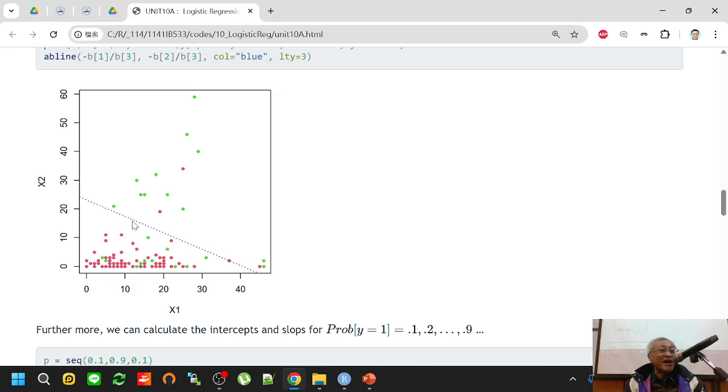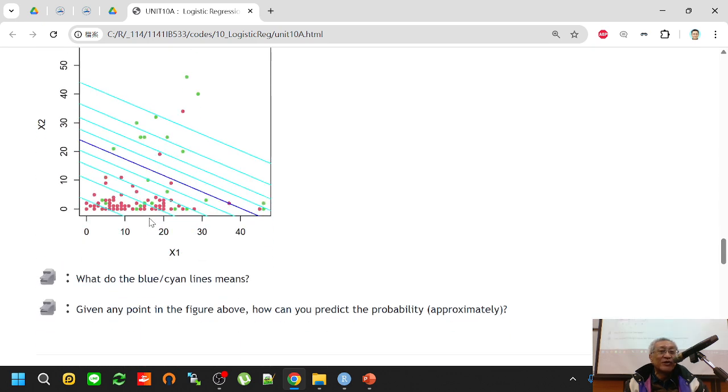Okay, actually besides this line of 0.5, you can draw a line of probability equal to 0.6, 0.7, 0.8, and 0.9. And in the same way, you can draw lines for 0.4, 0.3, 0.2, 0.1, right?